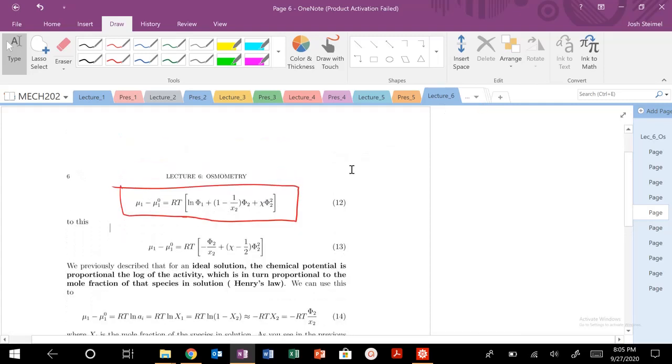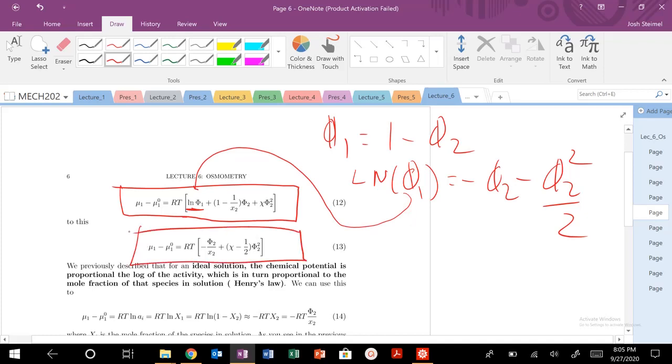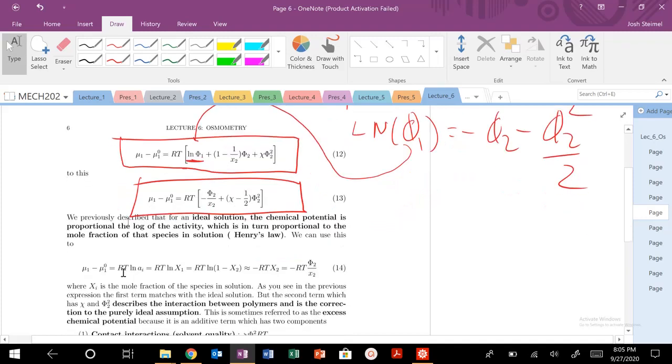So if we know that phi1 is equal to 1 minus phi2, and phi2 is small, we had that expansion of phi1, which is equal to minus phi2 minus phi2 squared over 2. Plugging that into this expression right here, we could then get this expression, which is a very, very, very important expression. We're going to expand on that in just a little bit.